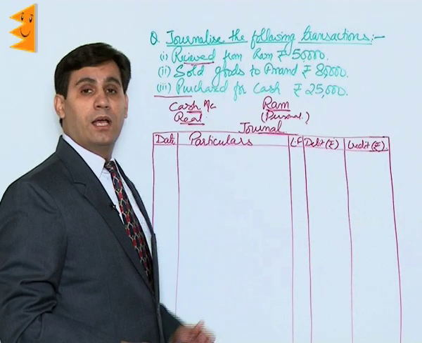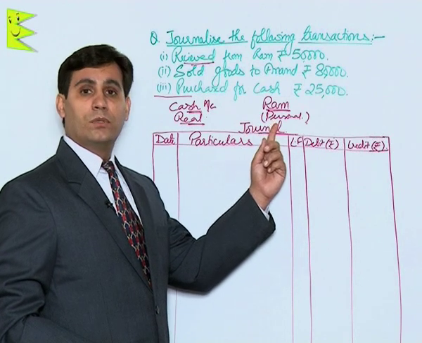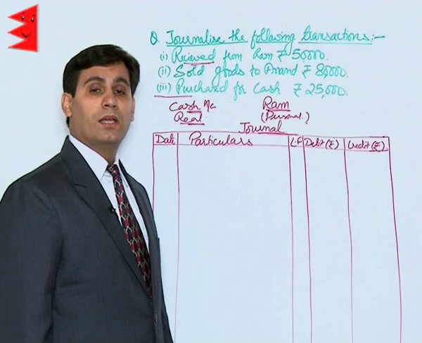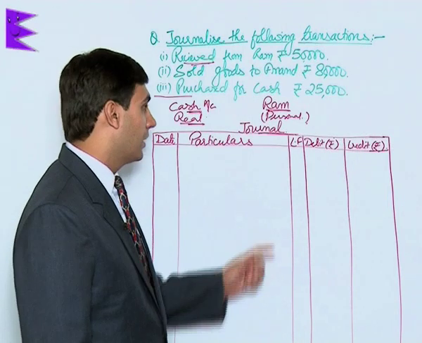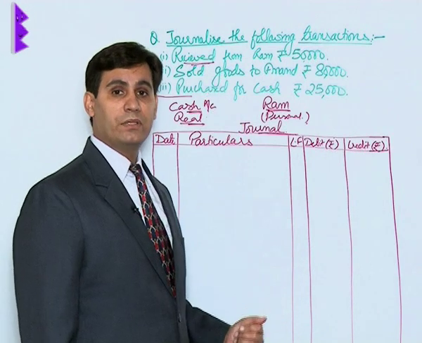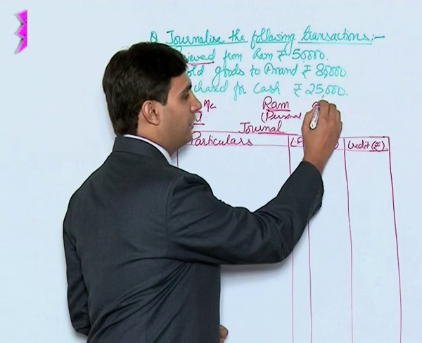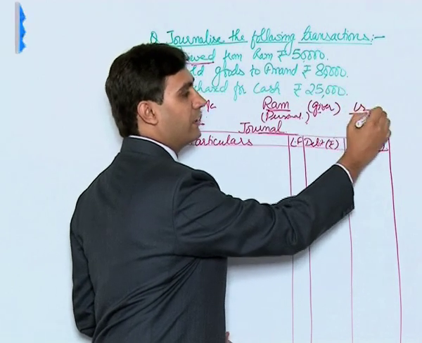Now students, under traditional system of accounting, personal account, the rule was debit the receiver, credit the giver. I just repeat, debit the receiver, credit the giver. So we are receiving from Ram, that means Ram is a giver. Since Ram is a giver, his account would be credited.